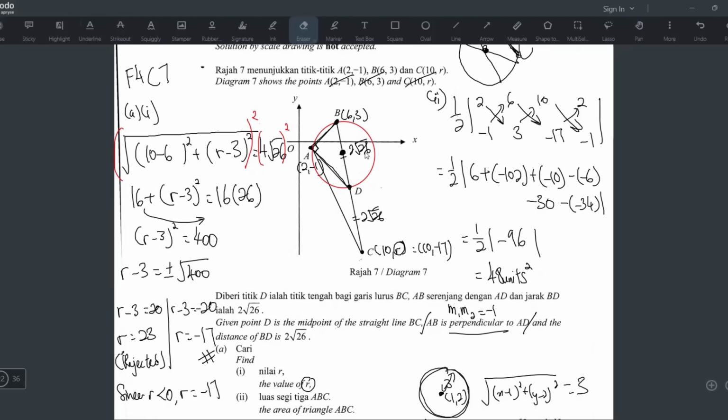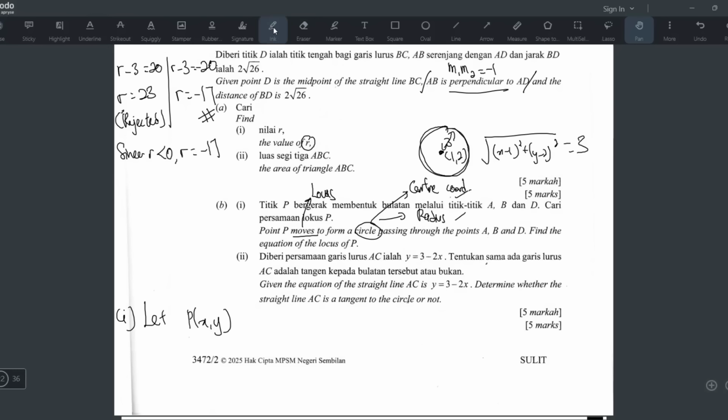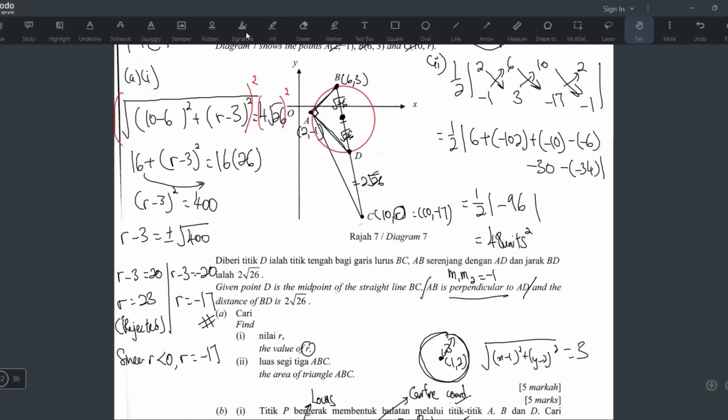That means the 2 square root 26 is the diameter. If you divide by 2, you get square root 26, and that is the radius. So I already have one of the pieces of information, which is the radius. Now I need the center coordinate, but I need to use the midpoint of BD. I need to find the midpoint of BD to find the center here.